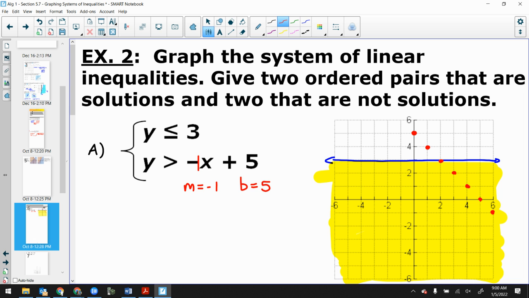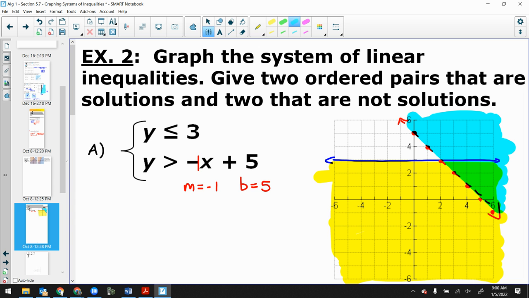Is that line dotted or solid? Dotted line. Shade above or below? Above. Greater than. Okay, now watch this. Smartboard magic here. Look at that. My overlapping shaded region changed color because I used yellow and blue. The green region is my solution region.